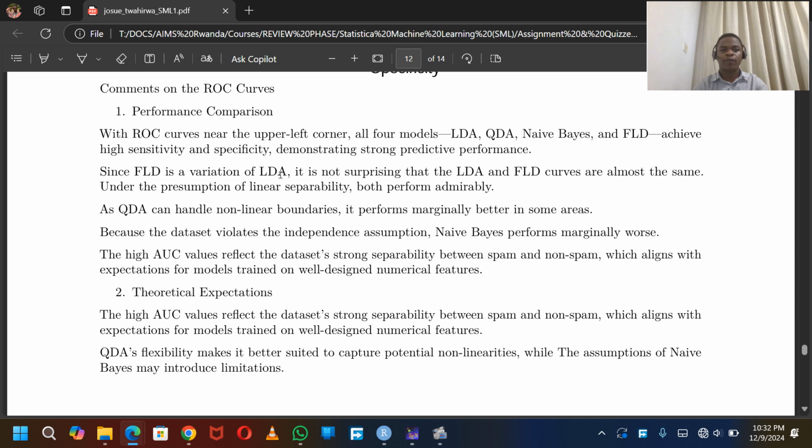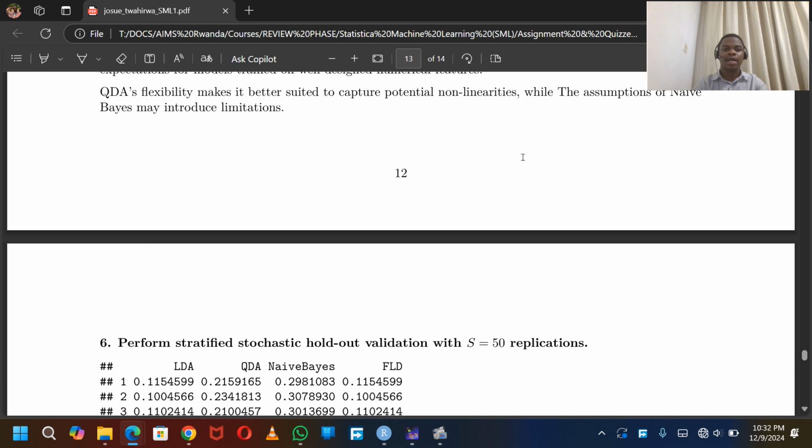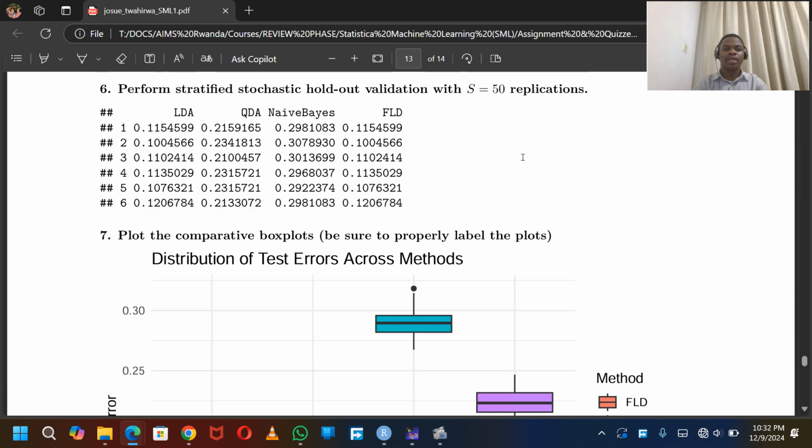I have seen that since FLD is a variation of linear discriminant analysis, it is not surprising that the FLD and LDA curves are almost the same. Sometimes they look like the same, but quadratic handles the non-linear boundaries. It performs marginally better as well.